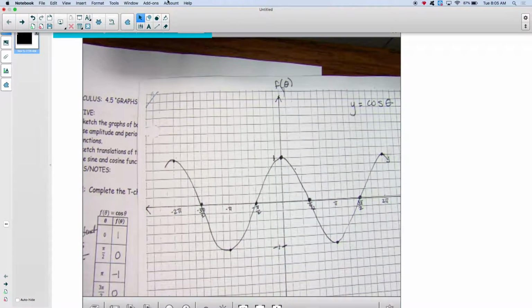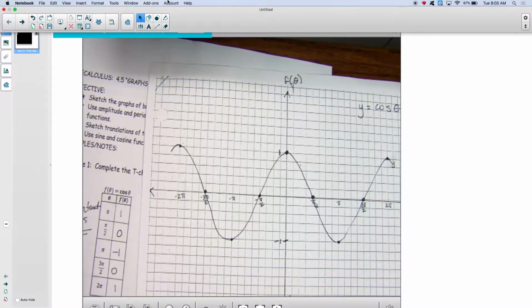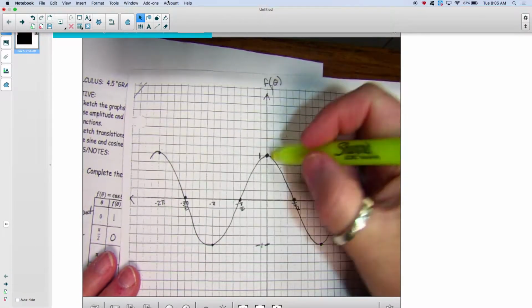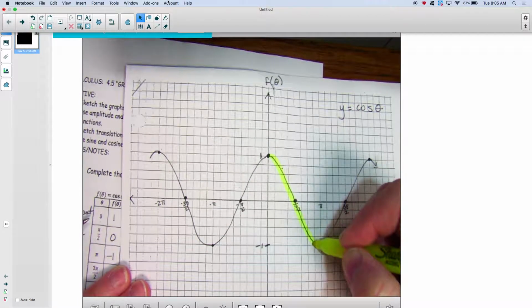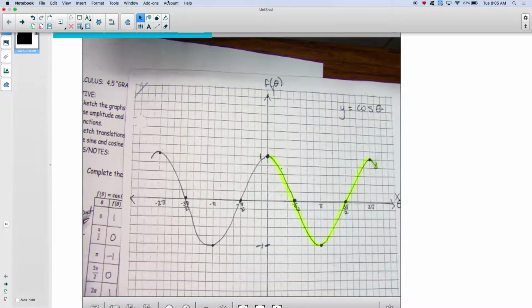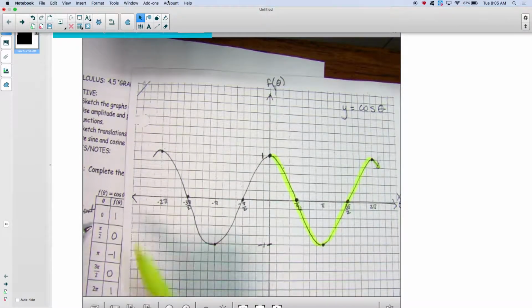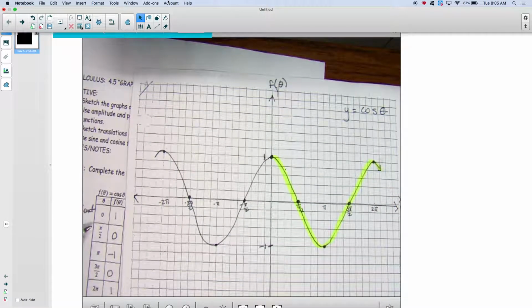So what you can see, I just highlighted this in yellow, what do you see happening here? You see how it keeps repeating. You have this U, and then you have the U. This is what your cosine function will look like. Your U is just going to keep repeating. Questions there?